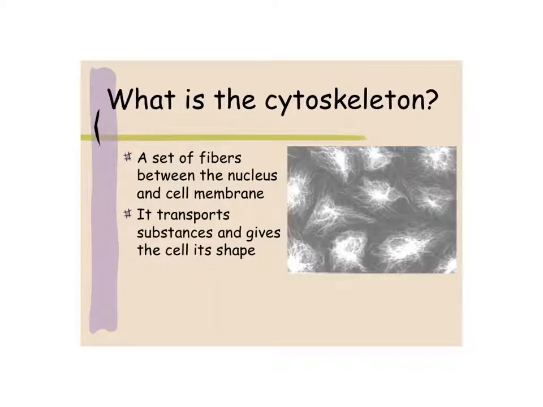Now, some of you may not be aware, but cells do have a skeleton. It's kind of strange to think about, but it's called the cytoskeleton. This is a set of fibers that exist within the cell. They're not normally visible under the microscope or anything like that, but they exist between the nucleus and the cell membrane, and their job is to provide support for the cell, but also to transport substances within the cell. So think of them in some respects kind of like a highway or a freeway, a transport system of some kind that's moving some of these cell organelles and other things within the cell.